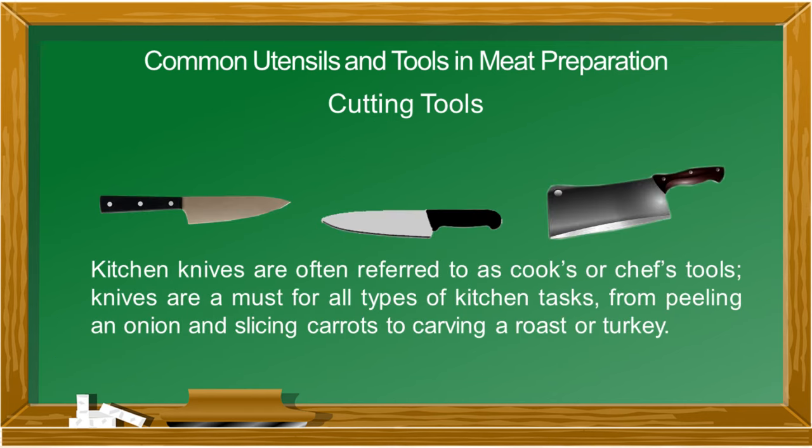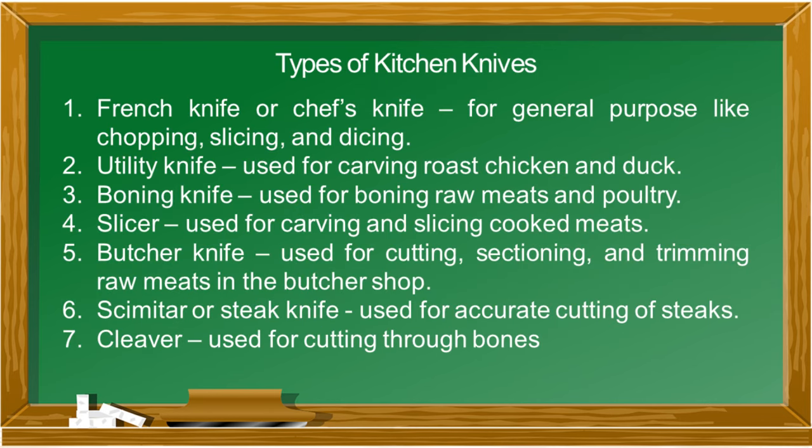Kitchen knives. Kitchen knives are often referred to as cooks' or chefs' tools. Knives are a must for all types of kitchen tasks, from peeling an onion and slicing carrots to carving a roast or turkey. There are different types of kitchen knives. Number 1, we have the French knife or chef's knife for general purposes like chopping, slicing, and dicing. Number 2, utility knife, used for carving roast chicken and duck.